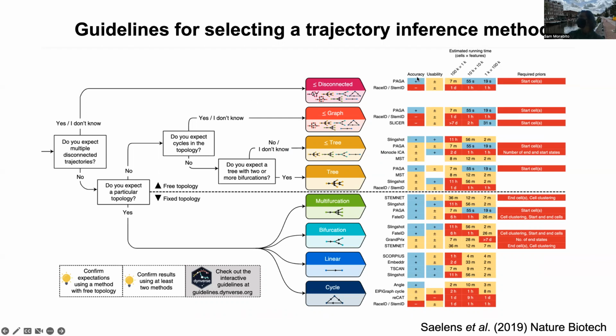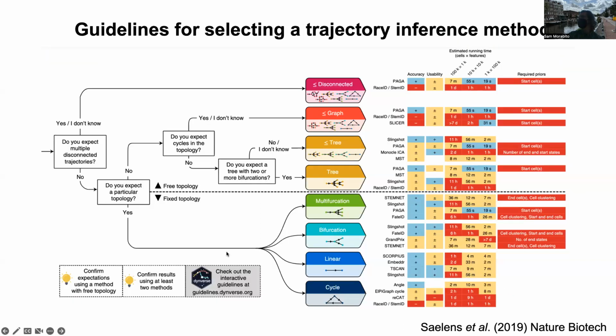But I think the takeaway from this was that PAGA was an overall good trajectory analysis tool for various reasons. They also have this suggestion in the bottom left that you should confirm your expectations using a method with a free topology, which is like PAGA, I guess, and you should try at least two to see if they give you similar results.